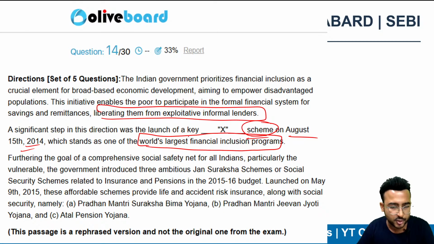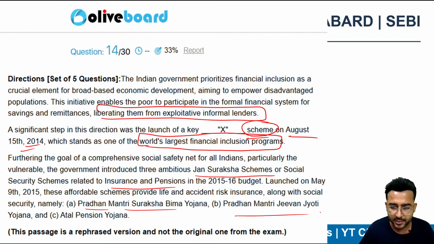Now they have further talked about three ambitious schemes here: Jan Suraksha Yojana, Jan Suraksha scheme, Social Security scheme. They have talked about insurance and pension, right? Particularly, they have talked about the Pradhan Mantri Suraksha Bima Yojana, Pradhan Mantri Jeevan Jyoti Yojana, and Atal Pension Yojana.